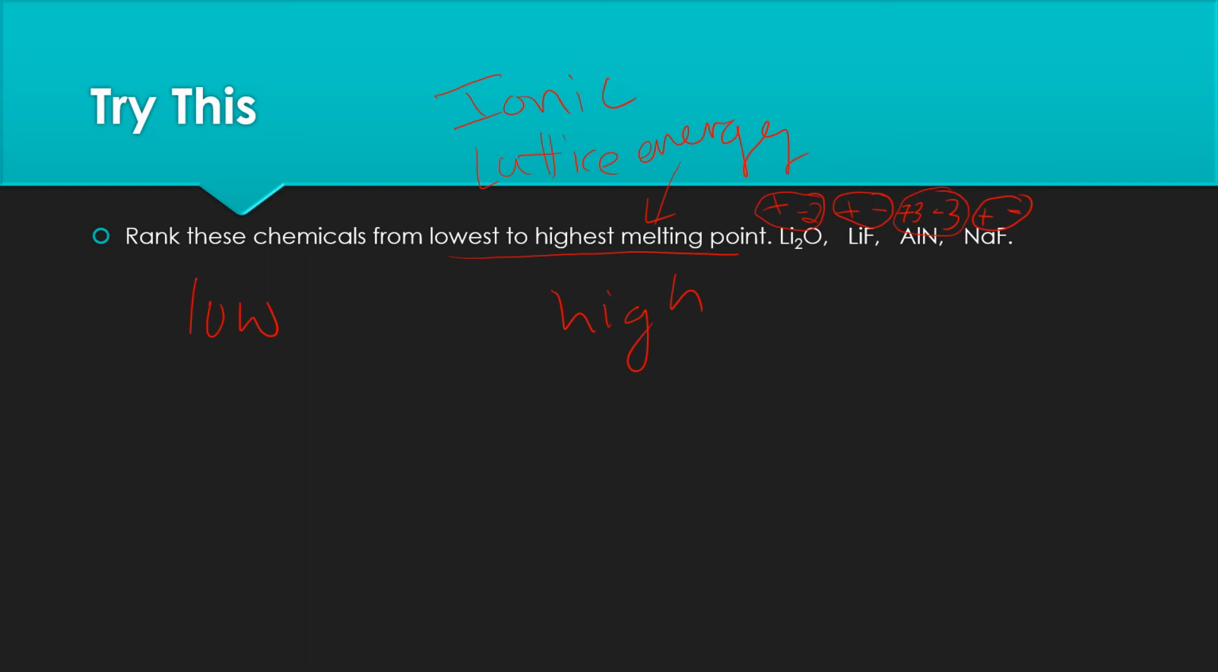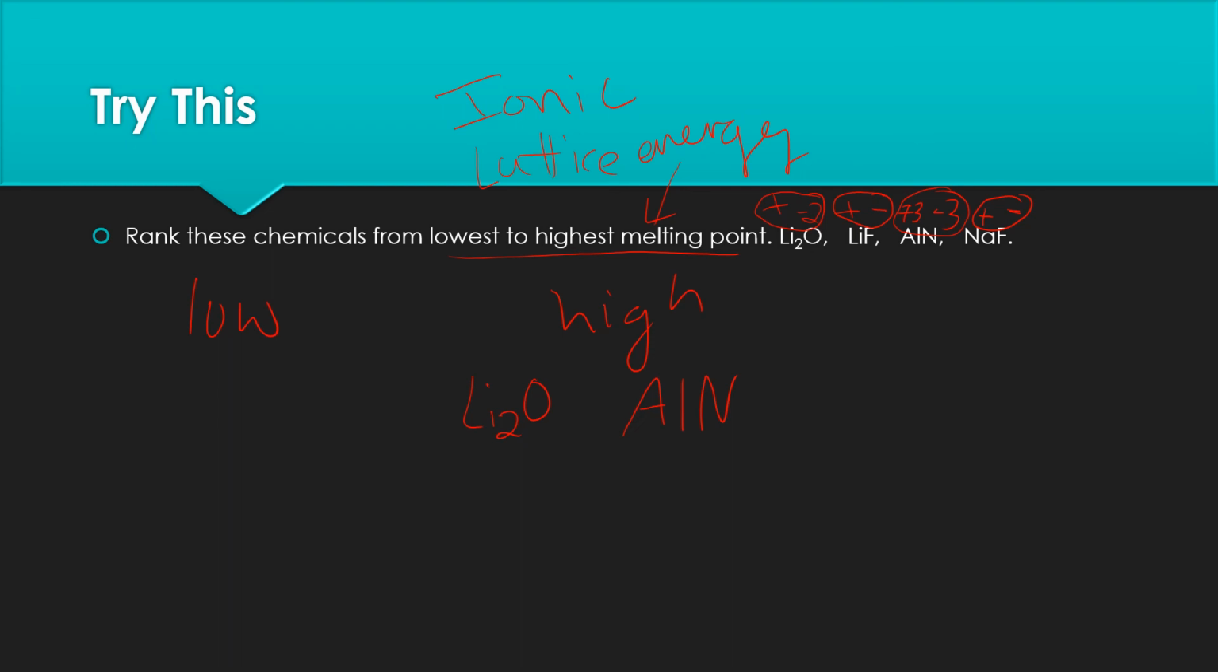I always like to start with my charges and get those compounds placed based on charge first. Our ones that are different are lithium oxide and aluminum nitride. And those have our largest charges. So larger charge is going to have higher melting point, higher lattice energy. Our highest melting point is going to be our greatest lattice energy, aluminum nitride. Then our next one would be the lithium oxide because it has that positive and -2 charge.